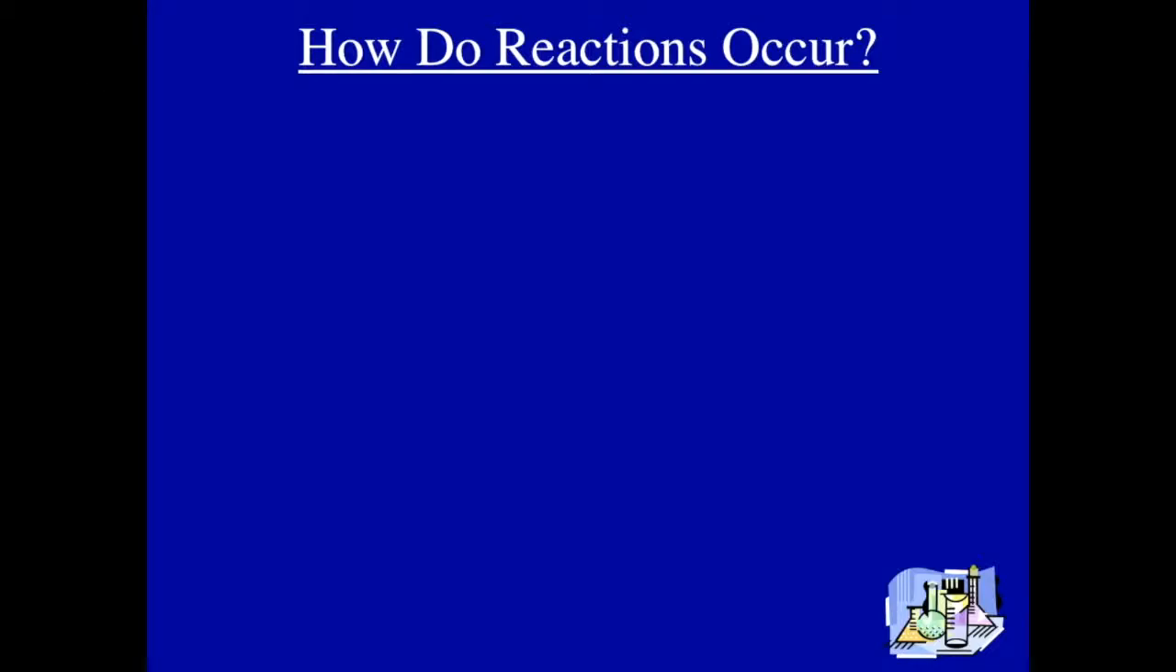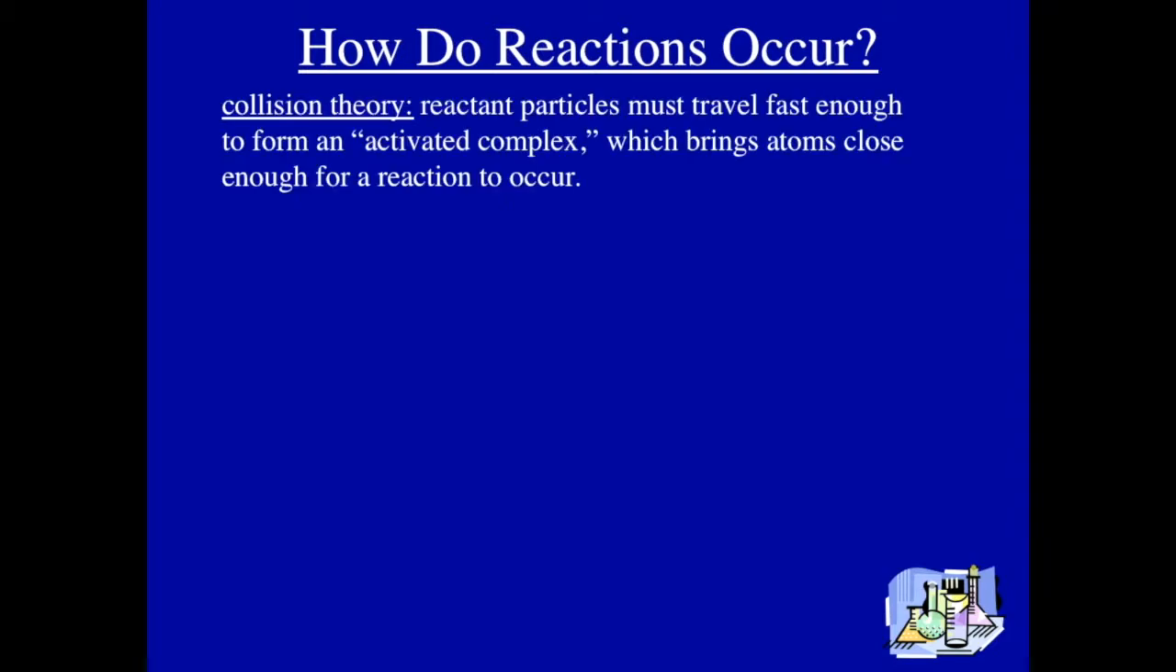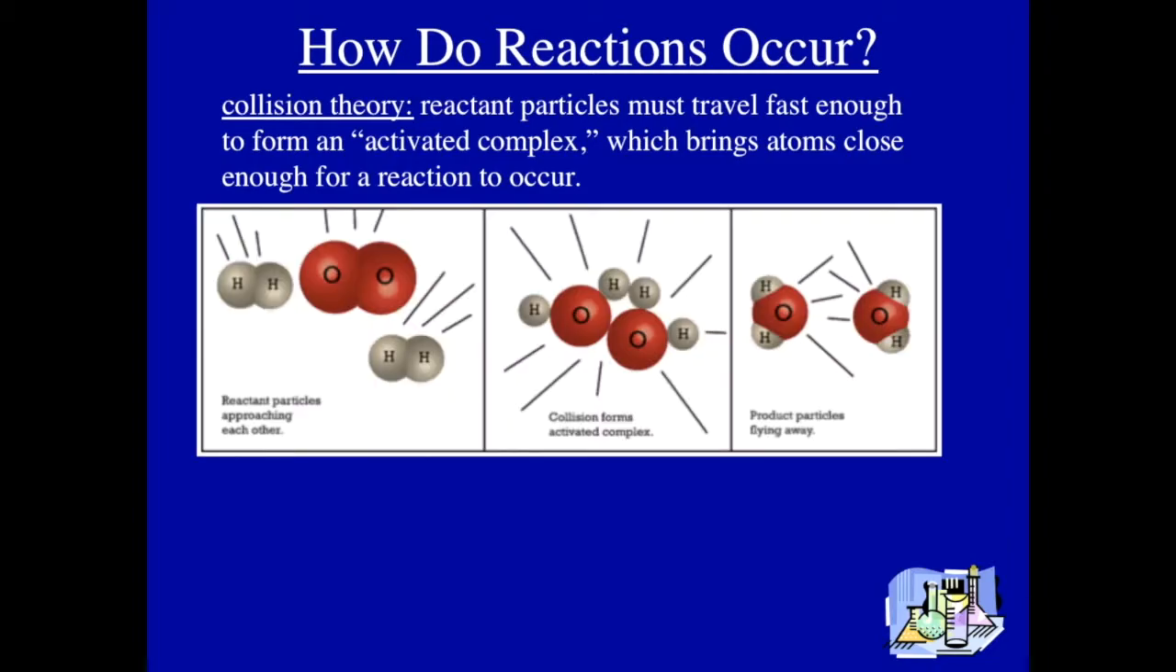Okay, this is the introduction, the very beginning introduction to why reactions happen, just to get a basic understanding of why chemical processes occur. What you need to understand first is that this is based on a theory, and theories are the best explanations for what we have, that reactant particles must be traveling fast enough to form an activated complex, which would bring the atoms close enough for an actual reaction to occur.